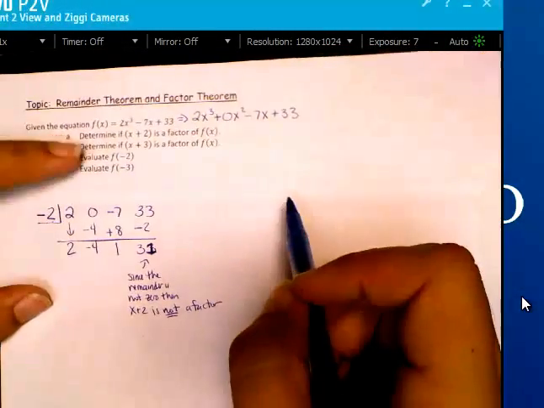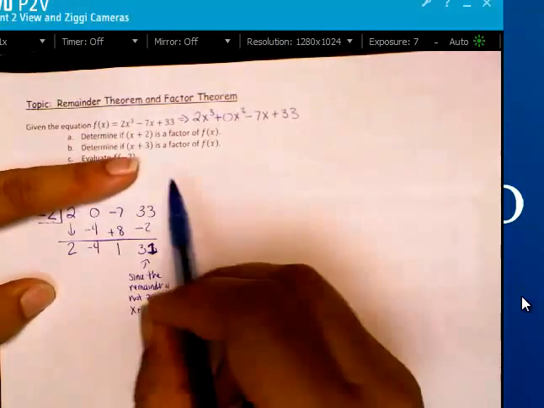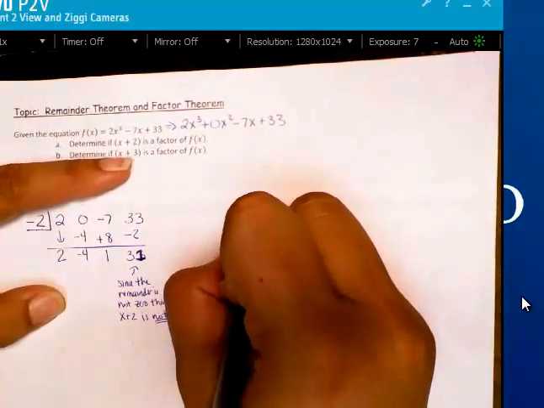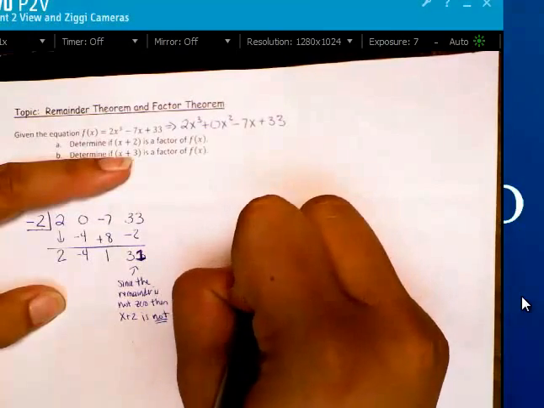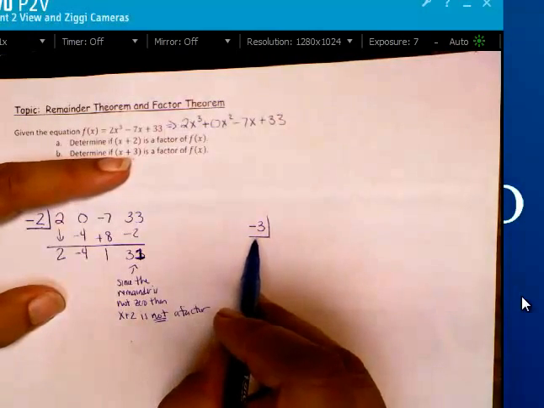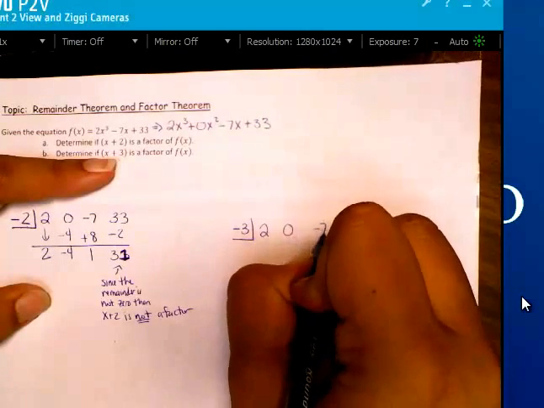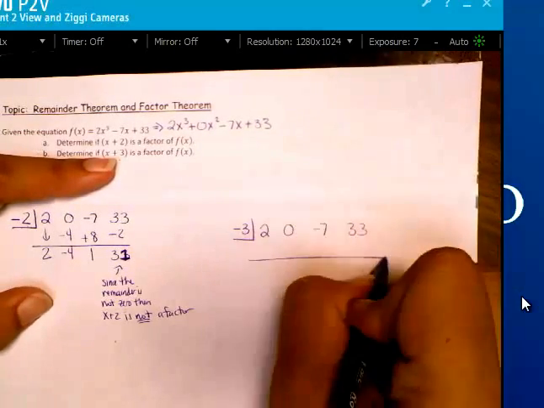Okay, let's go ahead and do part B. It says determine if x plus 3 is a factor of this. So again, they're giving us it in the factor, so we want to use the 0, which is going to be negative 3. And then we just write our coefficients. So 2, 0, negative 7, 33.